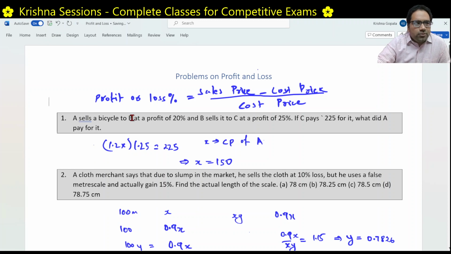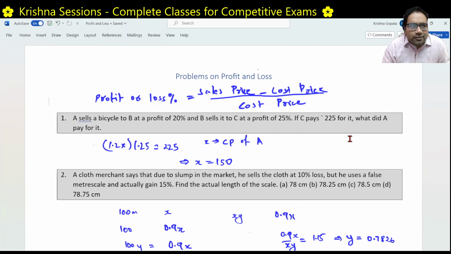Okay. Very simple one. A sells a bicycle to B at a profit of 20% and B sells it to C at a profit of 25%. If C pays 225 for it, what did A pay for it? Right. He's saying A bought it at some price. Okay. Let us assume A bought it for X rupees. Right. If the X is 100, then A is selling it for 120 rupees. Right. That is 20%. That is 1.2, 1 plus 20%, that is 1 plus 0.2, which is 1.2.